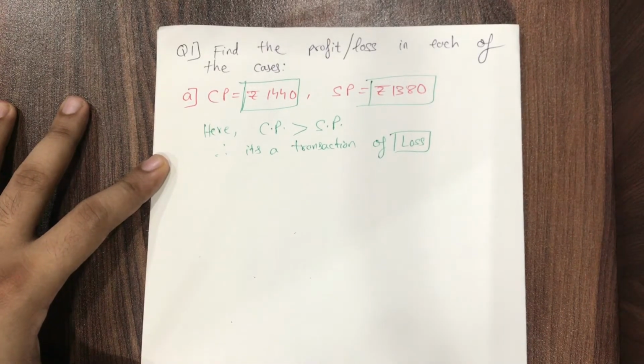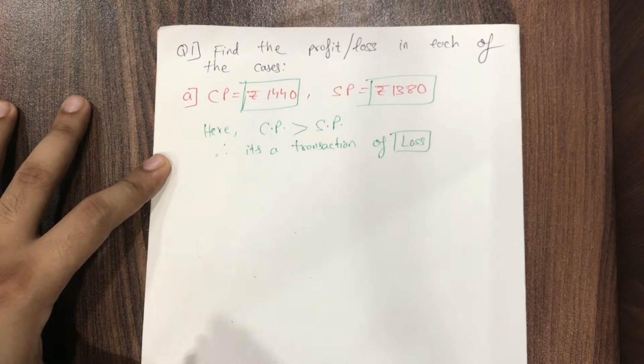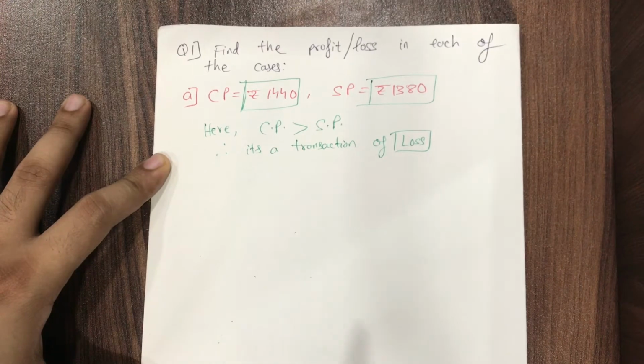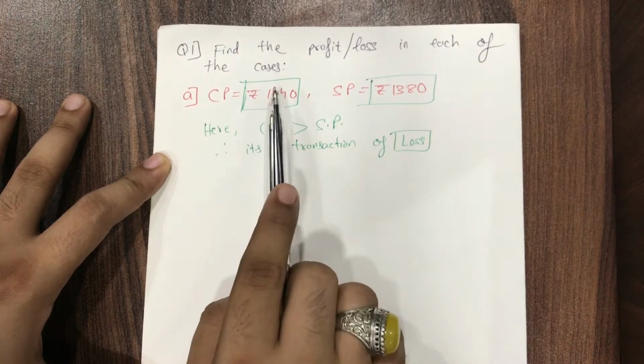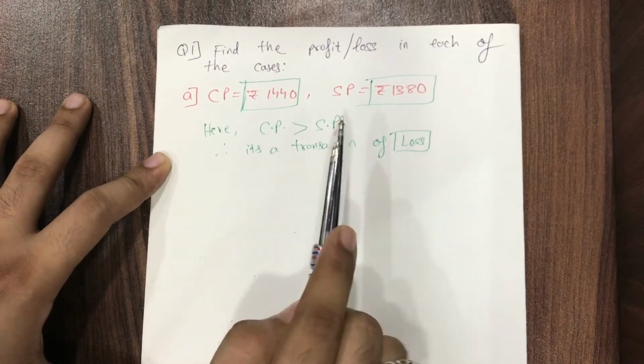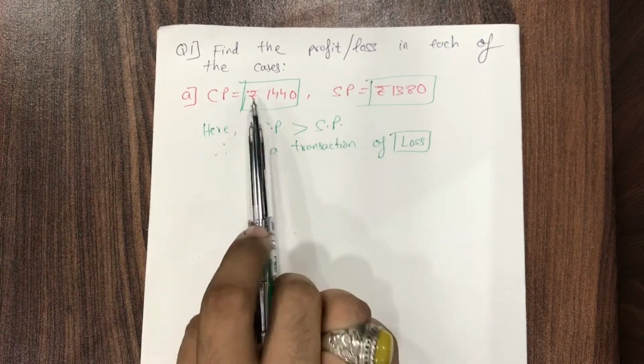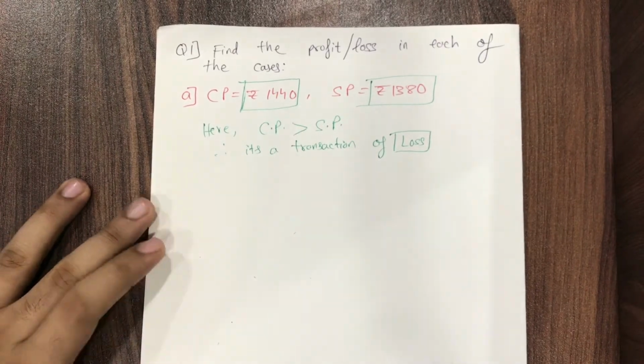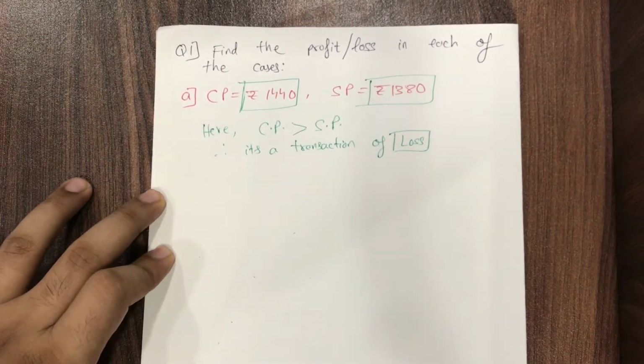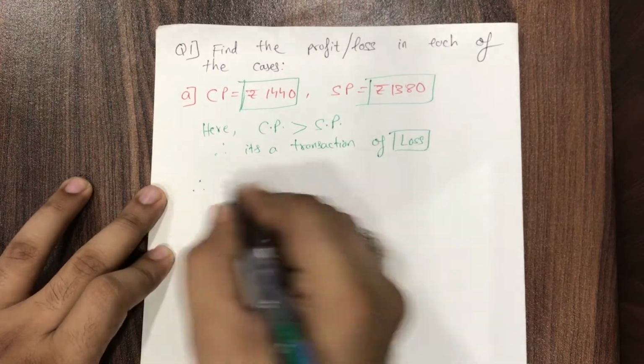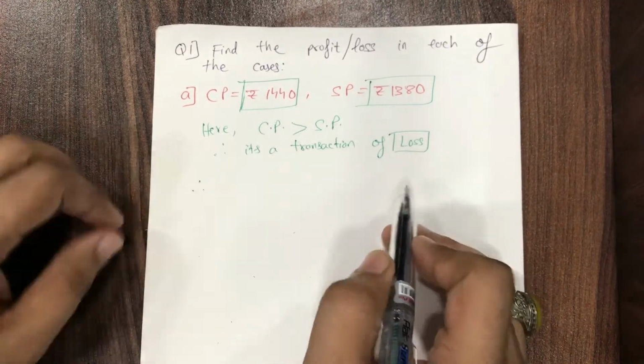Okay, that's it now. So the first step, students, pay attention. The first step will be what? Every time you will compare. If cost price is greater than selling price, then loss, and vice versa. If selling price is greater than cost price, it will be a profit. Now let's start. Let's find the loss now. Why do we have to find loss? Because in this transaction there is loss.